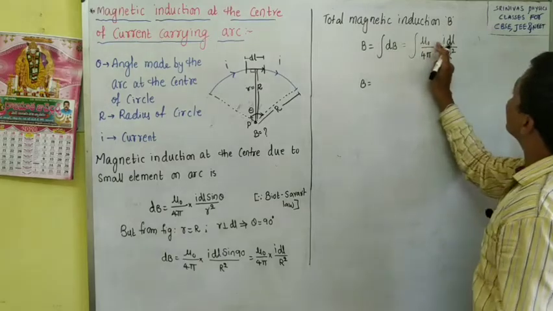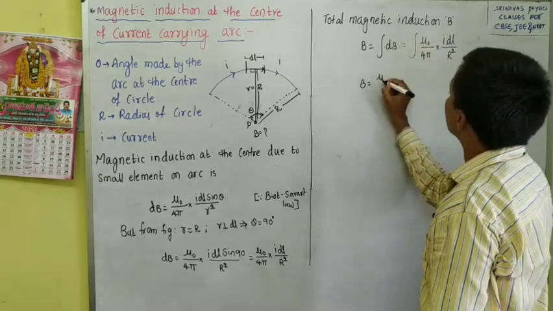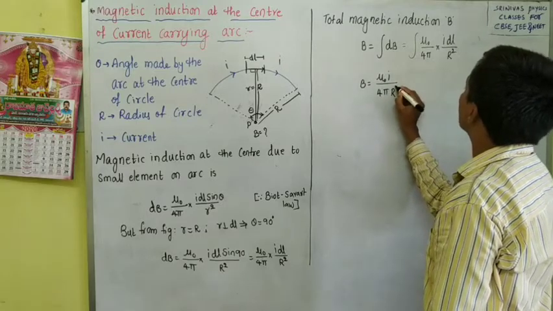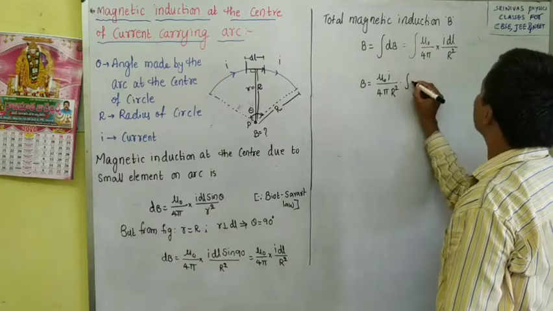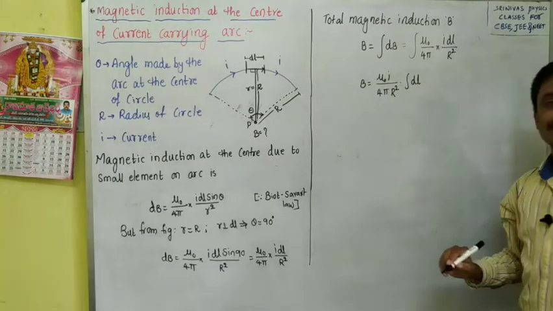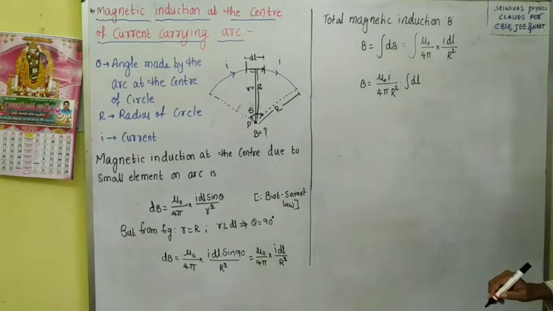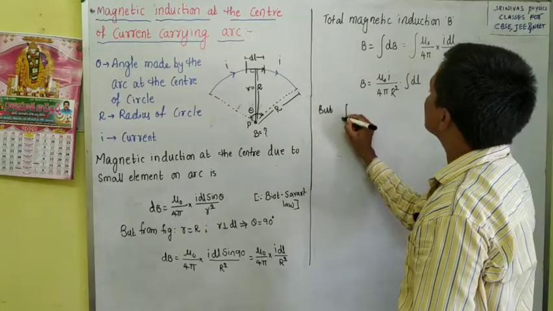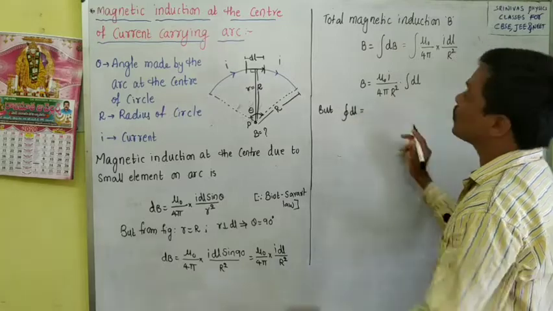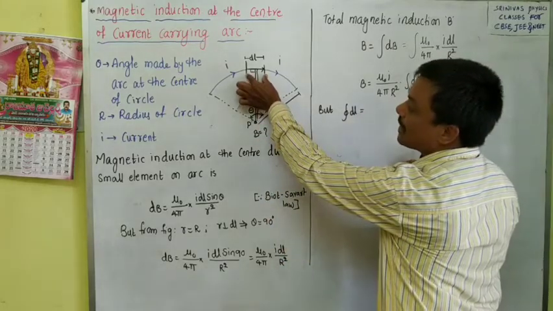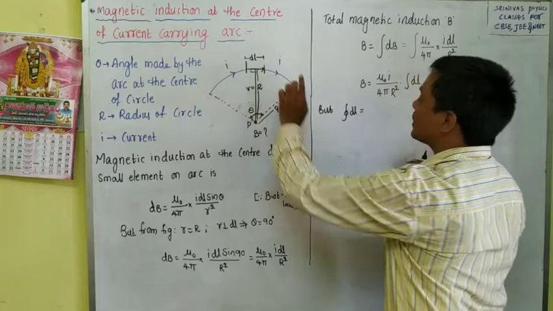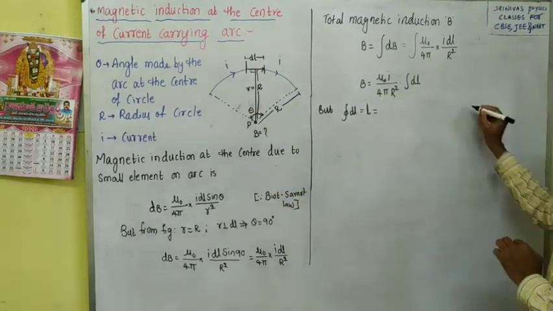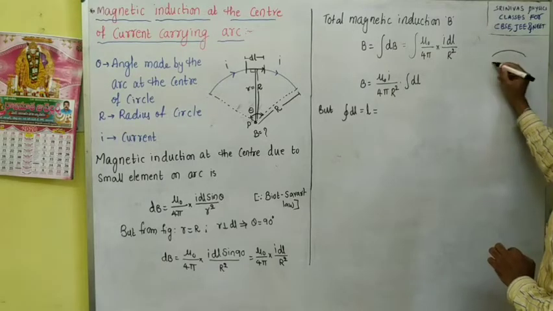Mu naught I by 4 pi R square is a constant, and the integration of dl remains. What is the integration of dl? It is the sum of the small element lengths, which is the total length of the arc. We will take it as L. Then how do we get the total length of the arc? We have one formula in mathematics.